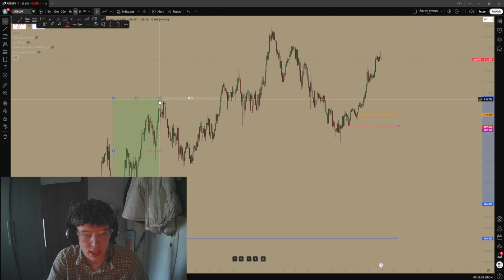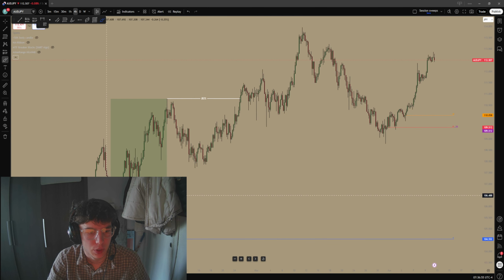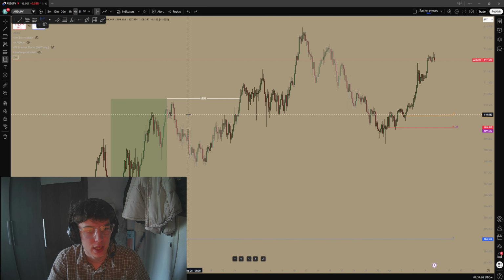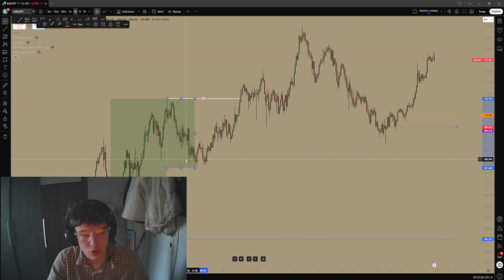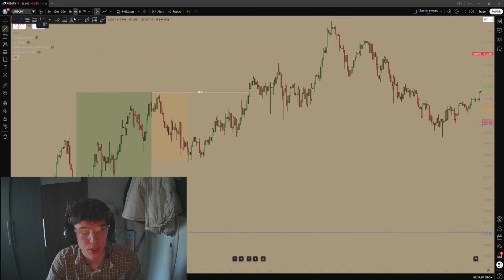Now this is clearly an impulse zone. Why? Because this is in line with our order flow, right? We broke this high, so this is an impulse. What do we see then? We see a pullback towards liquidity, which is what we want to see, right?